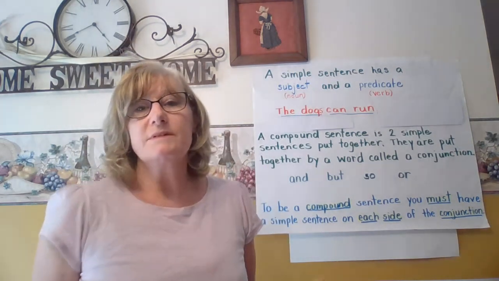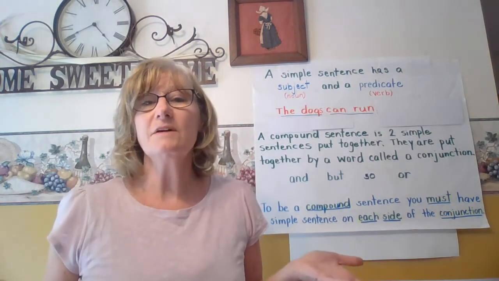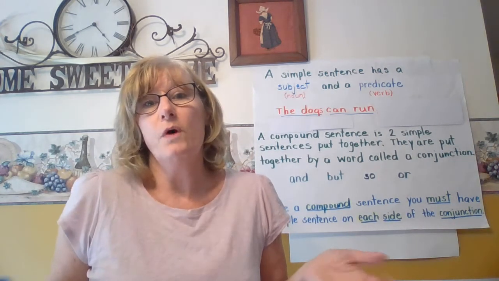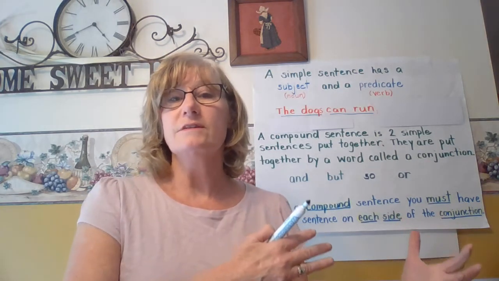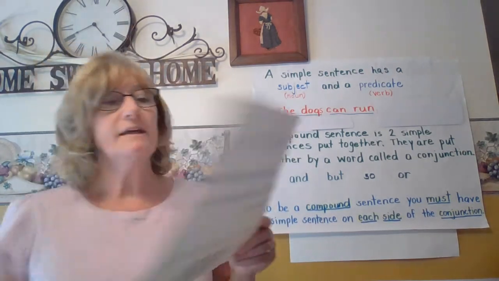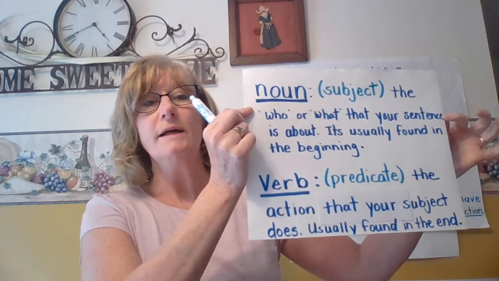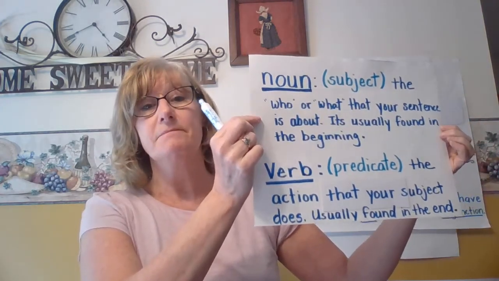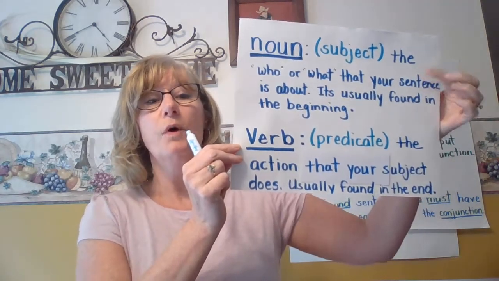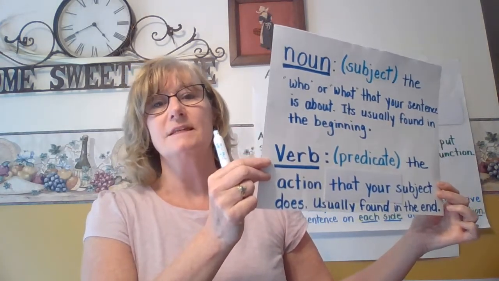First, I want to review with you what a simple sentence is. A simple sentence is a sentence that has a noun and a verb in it. It has to be a complete thought. And to be a complete thought, you have to have a noun or a subject, the who or the what, and you have to have the subject doing some sort of action, or the predicate, or the verb. So usually in simple sentences, we have a noun or the subject, the who or the what, and it's usually found at the beginning of the sentence. Then your sentence will have a verb in it or a predicate, and it's the action that that who or what is doing. And that's usually found after the subject in the sentence or towards the end of the sentence.